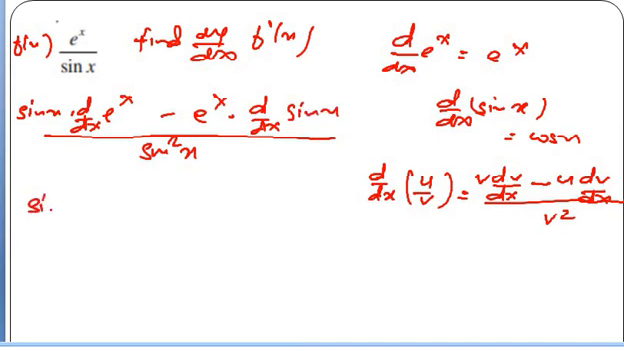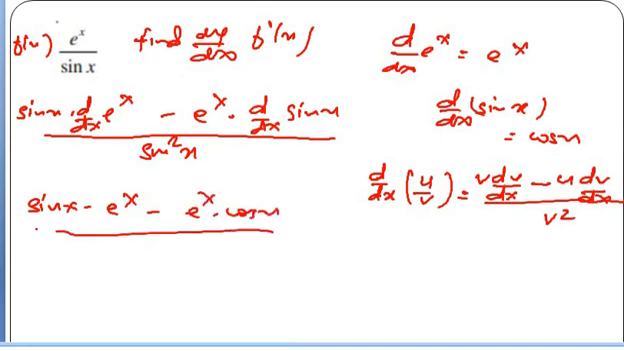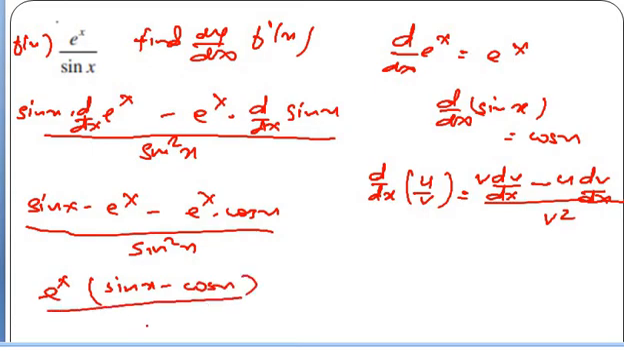So sine x, derivative of e raised to power x is the same, e raised to power x, derivative of sine x is cos x upon sine square x. If you want, you can take common. I can write here like sine x minus, sorry for the bad handwriting, upon sine square x.